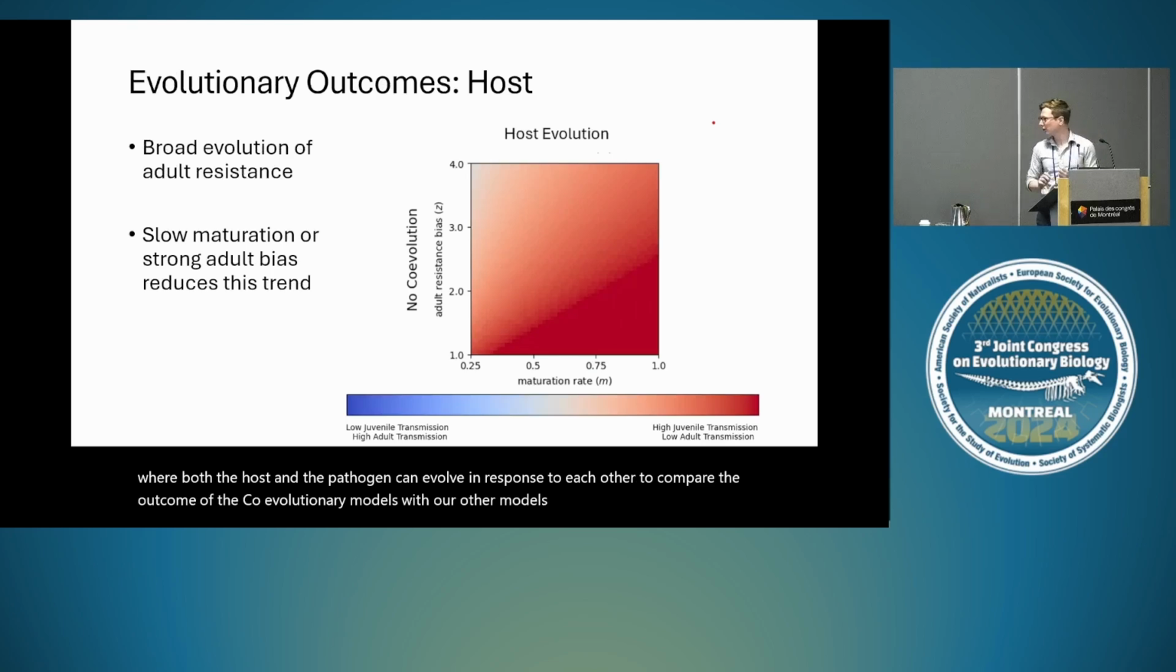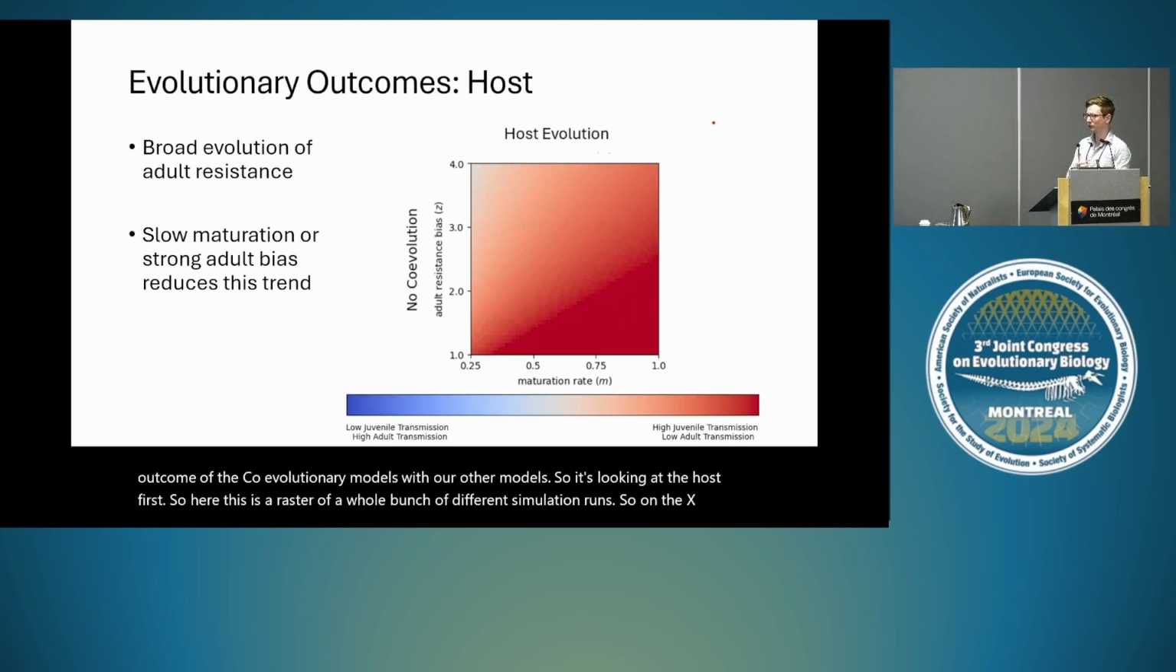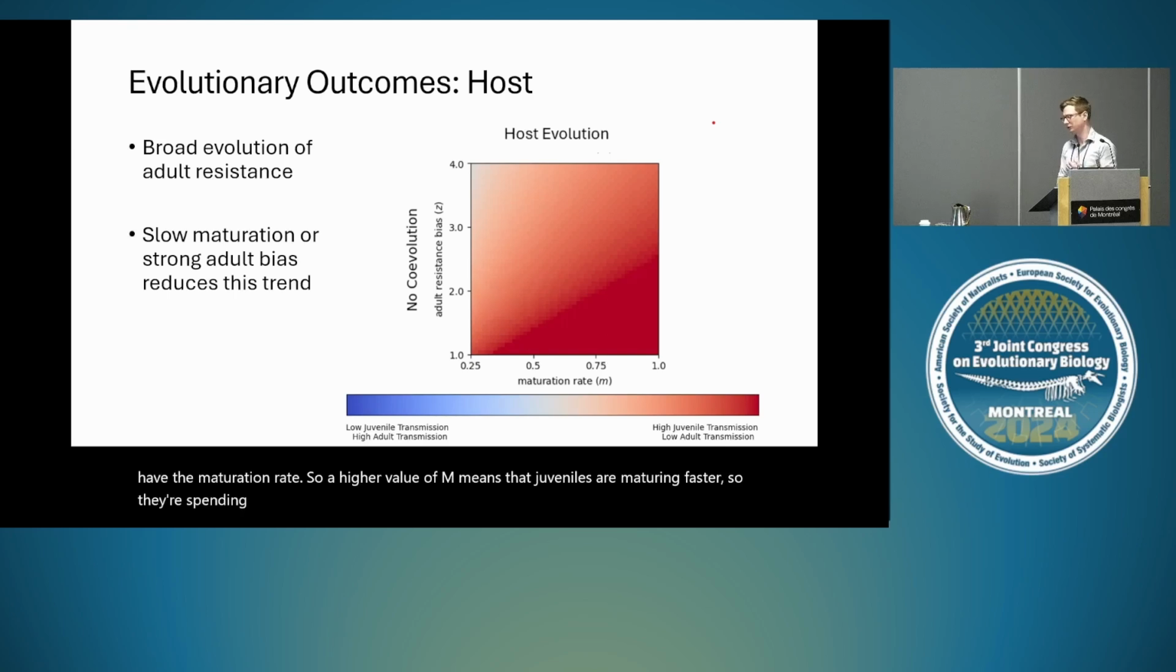Looking at the host first, this is a raster of a whole bunch of different simulation runs. On the x-axis, we have the maturation rate. A higher value of m means that juveniles are maturing faster, so they're spending less time as juveniles.